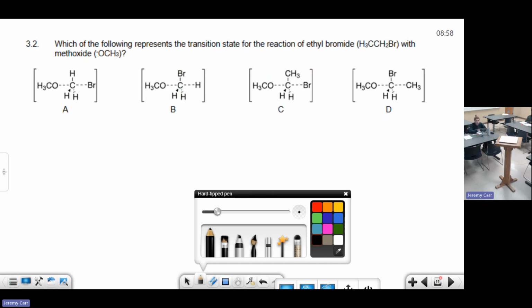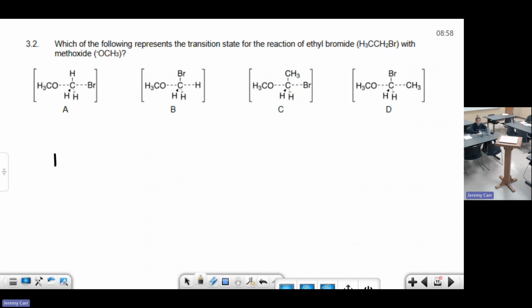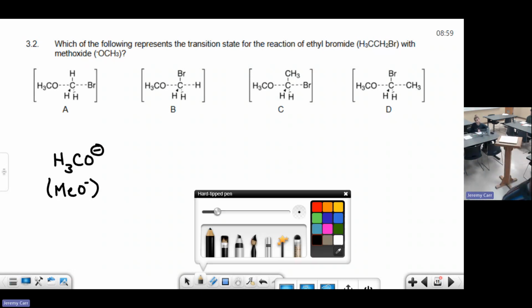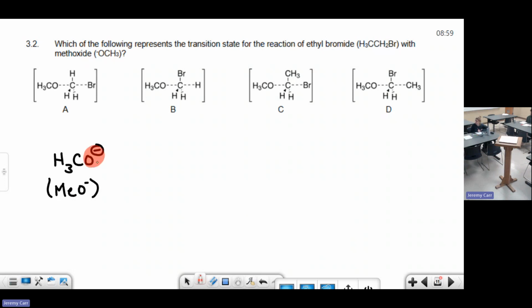So we have ethyl bromide. So what does ethyl bromide look like? Well, let's start with methoxide. This actually makes more sense to do it this way. H3CO minus, this is your MeO minus, right? That's your methoxide. Notice how there's a negative charge on the oxygen. You want to guess what the role of that negative charge is? Is it the electrophile or the nucleophile? It's electron rich. It is the nucleophile. Yeah, this is the nucleophilic position, this atom that's right here.